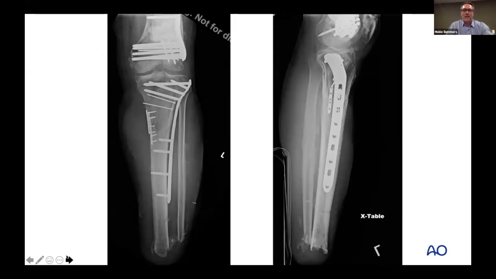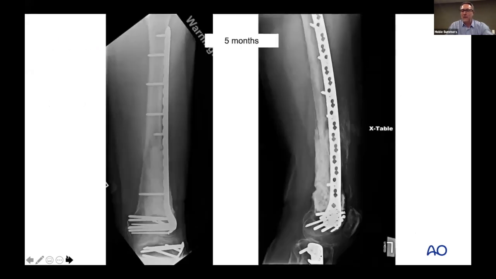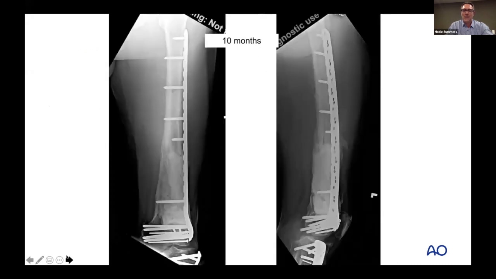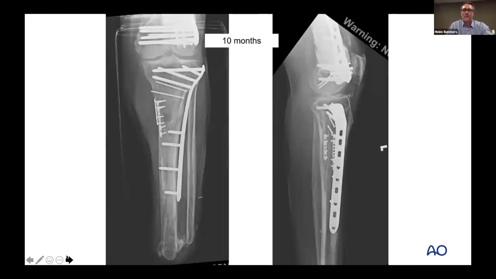So here he is. Plateau looks great. At 5 months, he looks like this. At 10 months, looks like this. A lot of cement, but he's making bone, especially along that medial side. At 10 months, there's his knee joint with a very long amputation. Here's his knee range of motion.